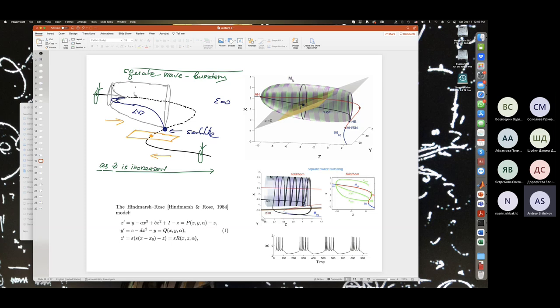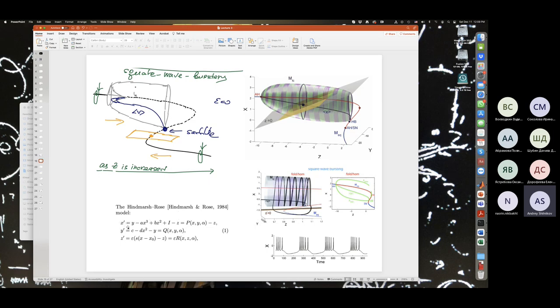Basically, what happens is that the two-dimensional surface keeps growing in size, and then it touches the middle branch of this S-shaped curve, or cubic nullcline. And what is this? Remember we said that the point where it touches is a saddle. And therefore, the edge of that surface corresponds to a homoclinic bifurcation of the saddle we just discussed. So this is a homoclinic bifurcation that occurs primarily in the fast subsystem. That's why I put homoclinic bifurcation. And again, this is another example from the Hindmarsh-Rose model. That's what you see over here.